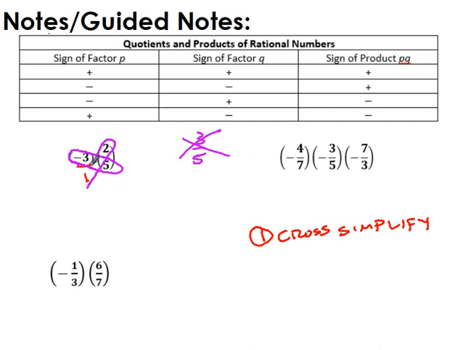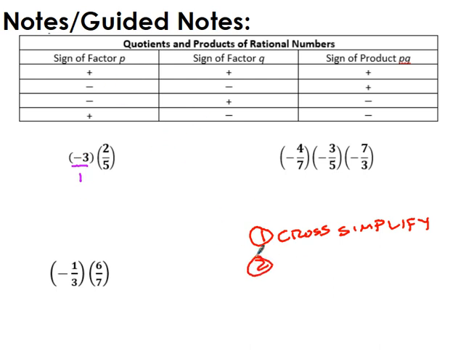Then I would look at 2 and 1. Can I simplify 2 over 1? No, I cannot. That is also simplified. So I actually can't cross simplify these fractions at all. I cannot cross simplify this multiplication problem, so I'm done with step one.